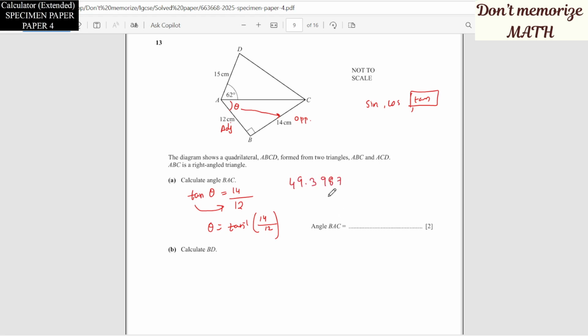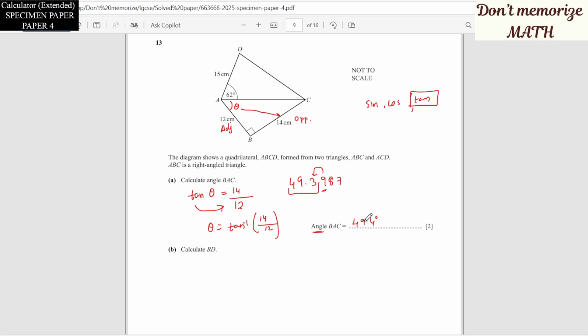Then we will get 49.3987. Okay, then it is an angle, so you have to round and write it in 1 dp. So just see the very next number. If it is 5 or more than 5, we need to add 1. So 3, when you add 1 it will become 4. So we'll get the answer 49.4 degrees. Okay, 49.4 degrees.